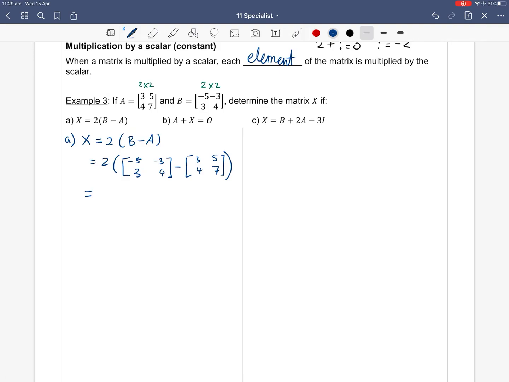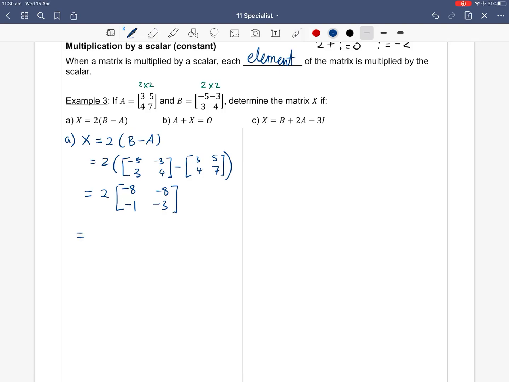As per normal BODMAS, we would do the brackets first, and then we do the multiplying afterwards. So let's subtract that matrix first. So -5 minus 3 gives me a -8. Row 1, column 2, -3 minus 5 gives you another -8. Row 2, column 1, 3 take 4 is a -1. And lastly, row 2, column 2, 4 take away 7 gives me -3.